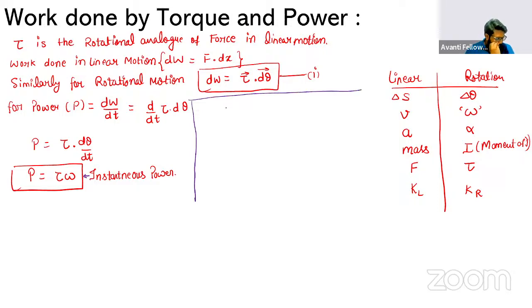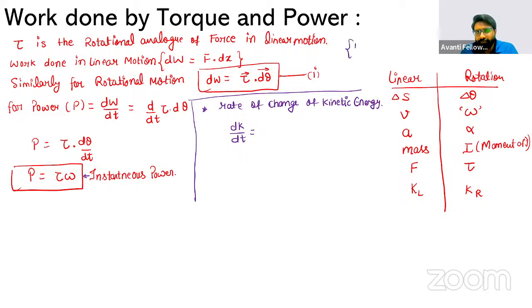Now what else can we do? If I try to calculate the rate of change of kinetic energy, you will understand why we are doing this. The rate of change of kinetic energy will be written as dK by dt. Now kinetic energy for linear motion is 1 by 2 mv square. In this, m will be replaced by I, and v will be replaced by omega square. So this is the rotational form of kinetic energy.